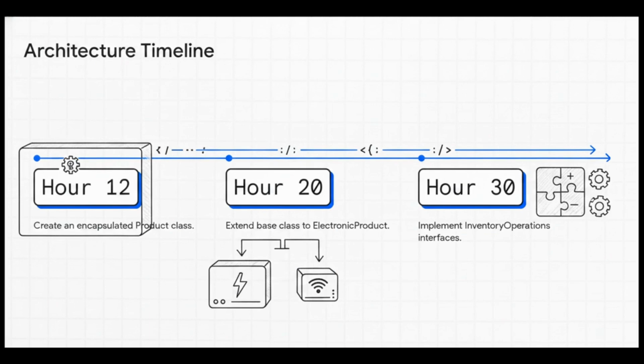Let's look at how this actually plays out chronologically. By hour 12, they've built that basic, encapsulated product class. Fast forward to hour 20, and they're diving into inheritance, extending that base class to create a specialized electronic product that tracks extra stuff like brand and warranty period. And then by hour 30, they're implementing interfaces to modularize operations, like adding or removing stock. They are literally architecting scalable inventory software piece by piece.